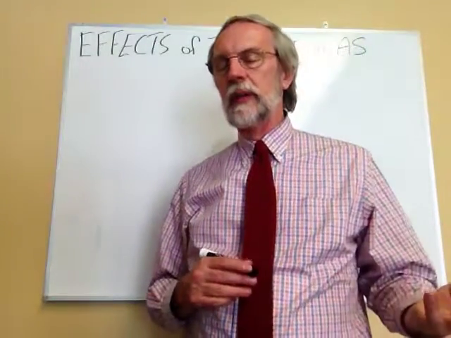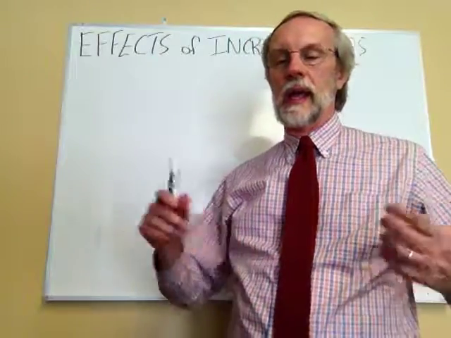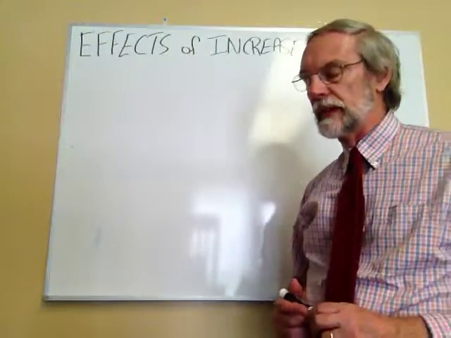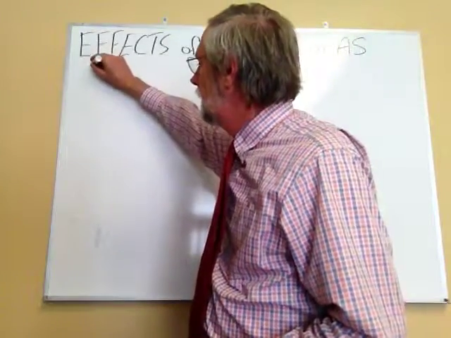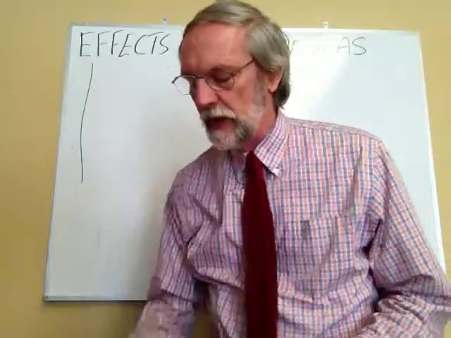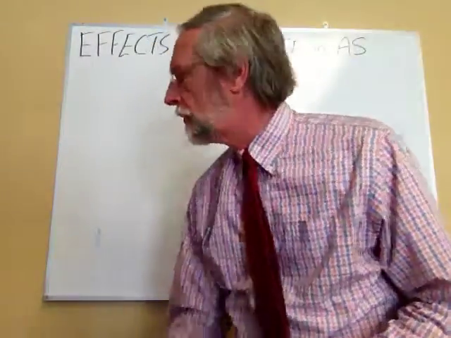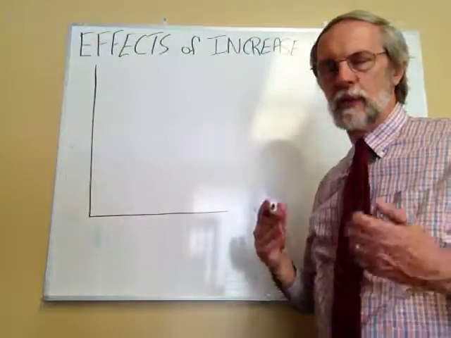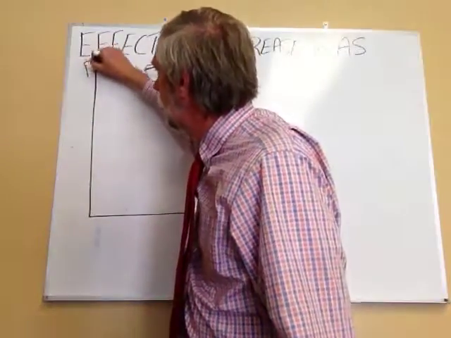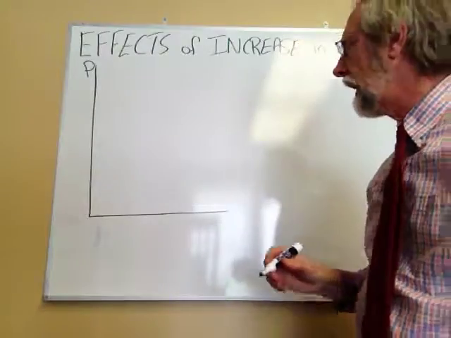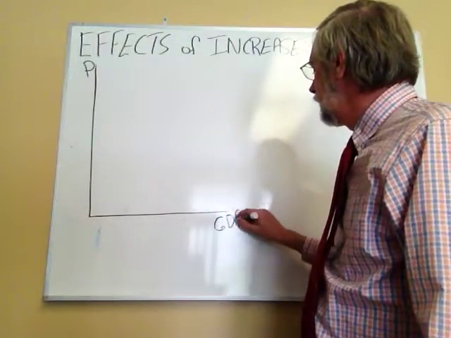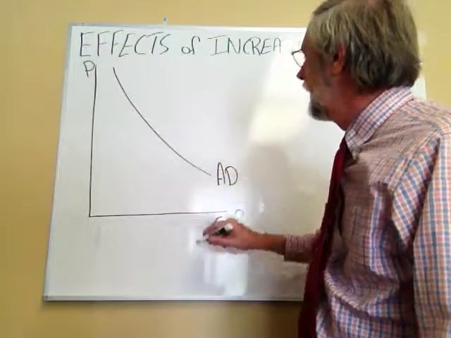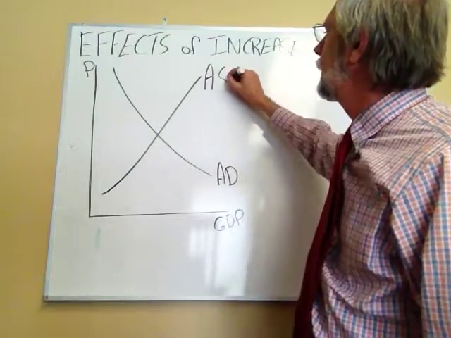We'll tell the story graphically, and we'll tell the story in words, and they will give us the same story, but it's two different ways of looking at what happens as a result of this event. So we'll draw a graph over here to get us started. We'll do the story in words first, but we'll set the scene with our graph. We'll measure the price level on the vertical axis, GDP on the horizontal axis. We'll draw in a downward sloping aggregate demand curve and an upward sloping aggregate supply curve.